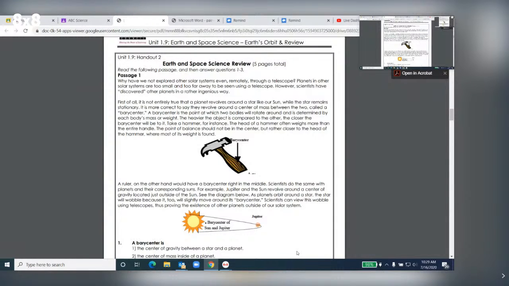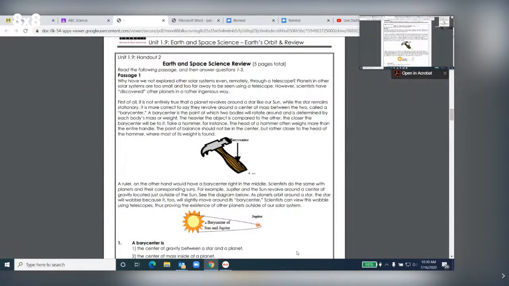First of all, it's not entirely true that a planet revolves around a star like our sun. While the star remains stationary, it's more correct to say they revolve around a center of mass between the two, called a barycenter. A barycenter is the point which two bodies will rotate around and is determined by each body's mass and weight. The heavier the object is compared to the other, the closer the barycenter will be to it.